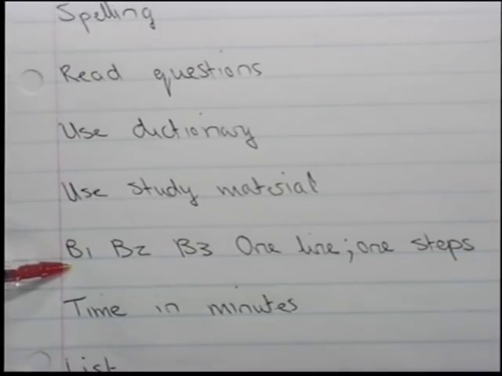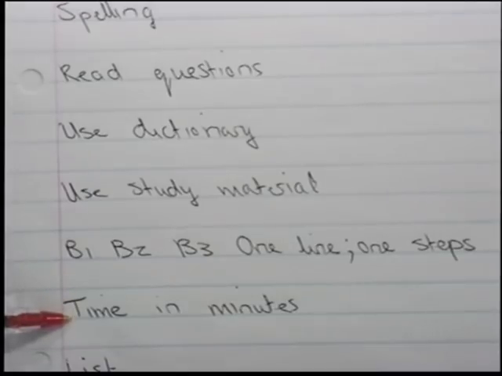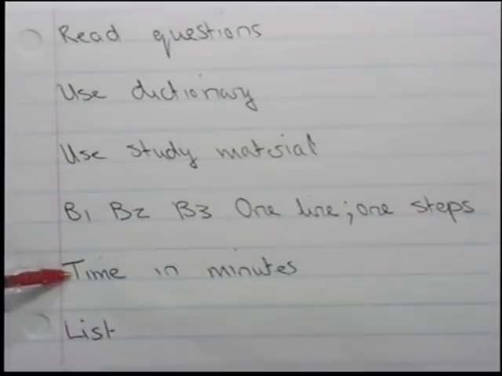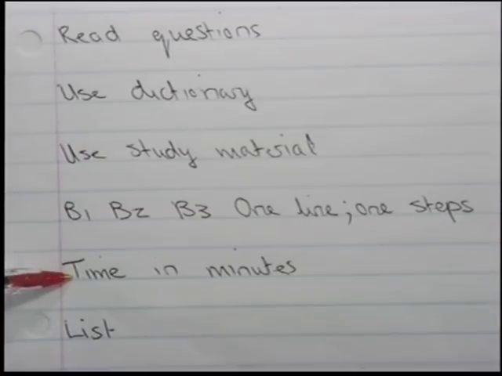B1, B2, B3, that's your lesson preparations. One line is one step. It's not a paragraph or a composition. Your time must be indicated in minutes. You will see there's a space where you have to put in the minutes. For example, B1, 5 minutes. B2, 20 minutes. B3, 5 minutes again.